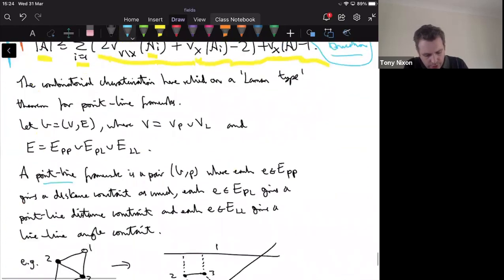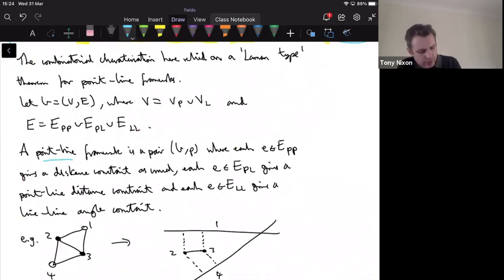So what are the point line frameworks we relied on? Again, I'm going to be very brief, and in fact, what you can see is basically all I'm going to say. I take a graph and I'm going to partition both my vertex set and my edge set. The vertex partition is going to be into VP and VL, where I think of VP as point vertices and VL as line vertices. It's a graph at this stage, but it's going to be a point line framework in a moment. And my edges are going to be partitioned into point edges, point line edges, and line edges.